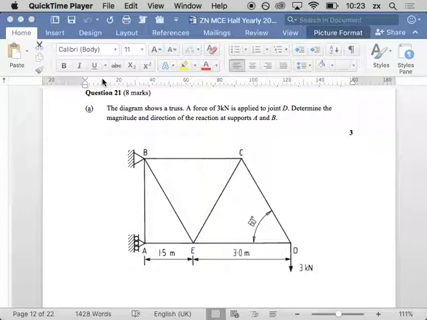Now, guys, it's important at this point to say, does that number seem sensible? If that's 5, and that's 3, does that angle look like it's about right? Yeah? Okay. So that's our reactions.